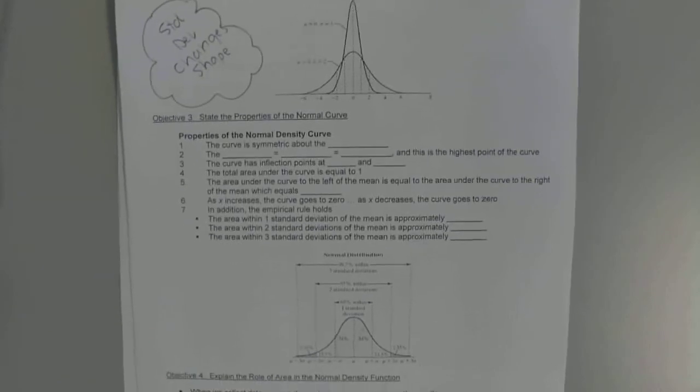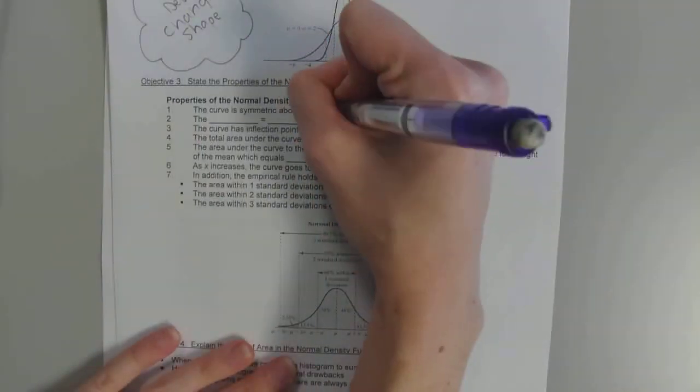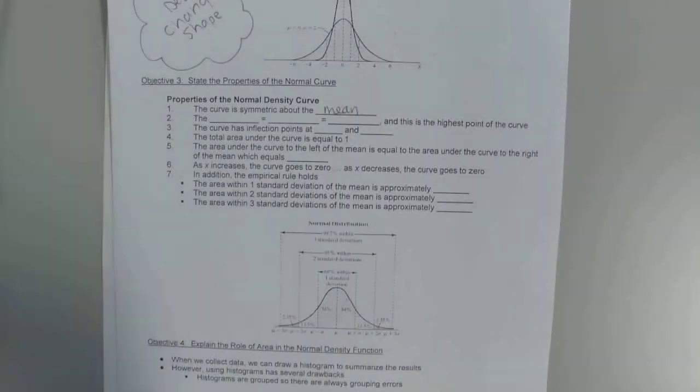All right, this is the part I'm talking about. You don't need me for this at all, but let's just go ahead and fill it in. Your curve is always symmetric about the mean. So the mean's always in the middle. Your curve is always symmetric about the mean. So like I said, no matter what, draw that curve and then label the mean in the middle.